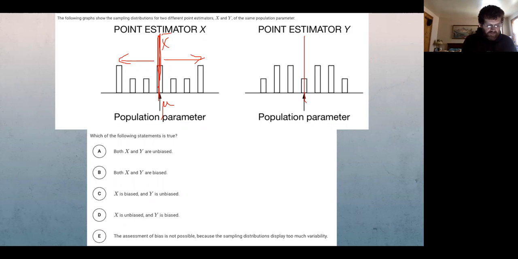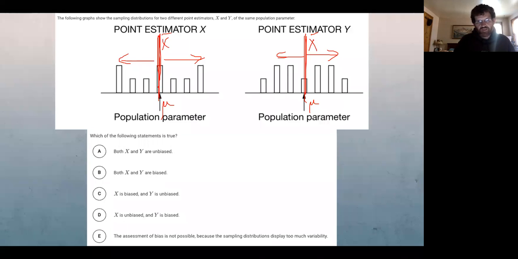Now, if I look on this one, I look at the left and I look at the right, those are mirror images. Those are symmetric also, which means this is going to be my X bar. And that X bar happens to be the same as the population parameter. So both of these are unbiased. And that's really the answer here. Both X and Y are unbiased. Okay, so that is really the takeaway for this problem.